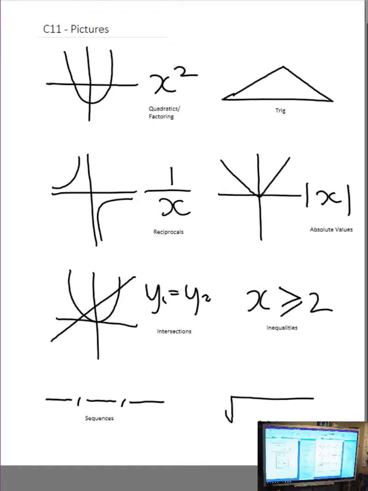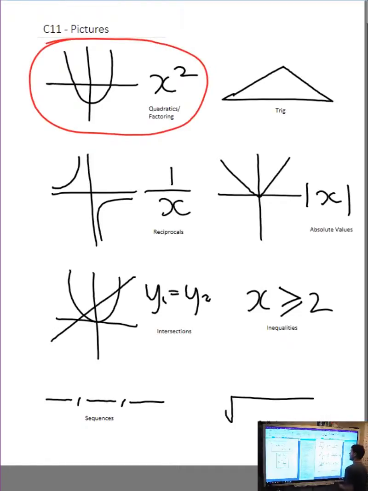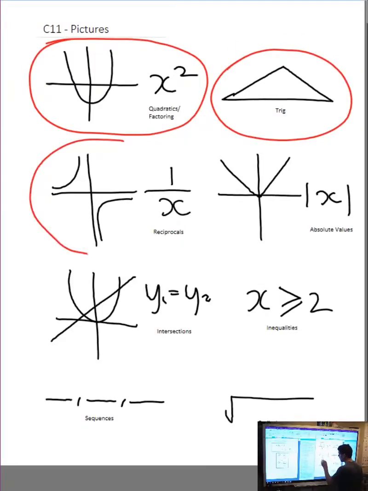They are review. So last year we worked a lot on the parabola x squared. We did a lot with it. Graphed it, factored it, completed the square, etc. We did a lot of trigonometry, which we're going to repeat this year. We saw the graph 1 over x. We called them reciprocal functions.